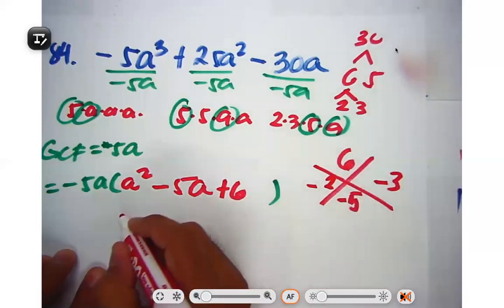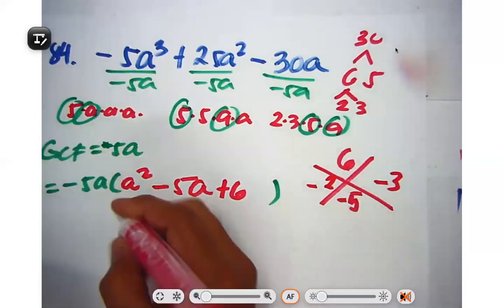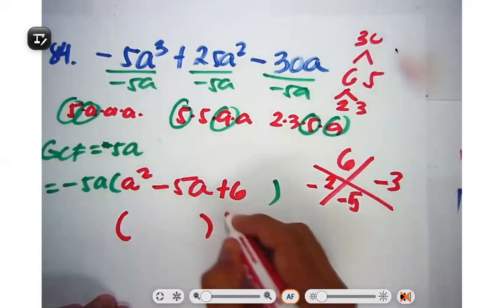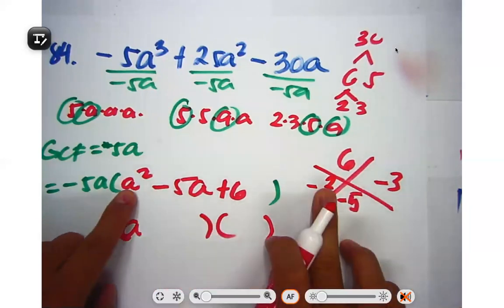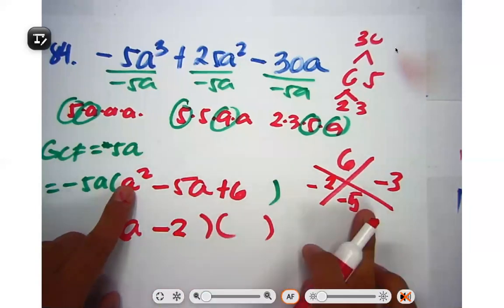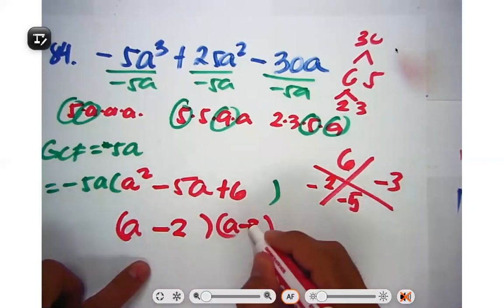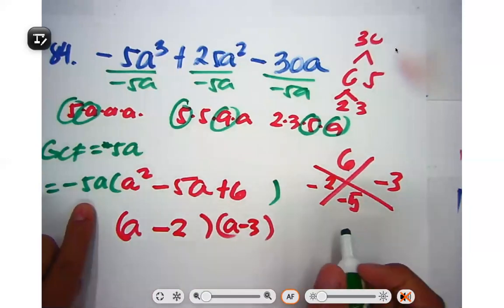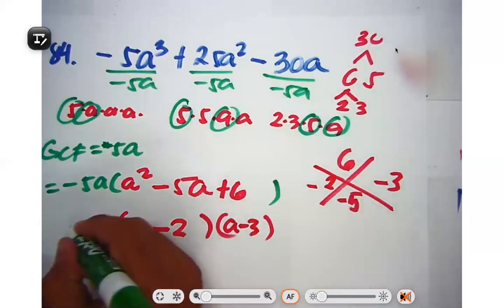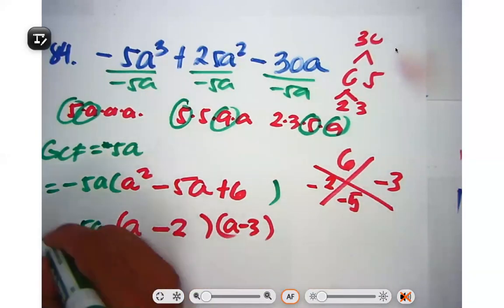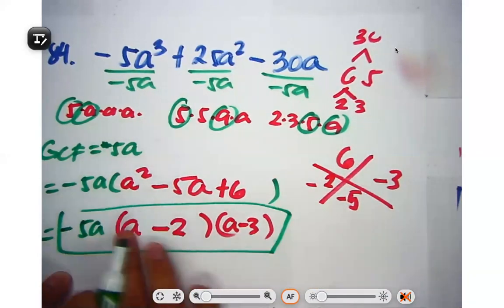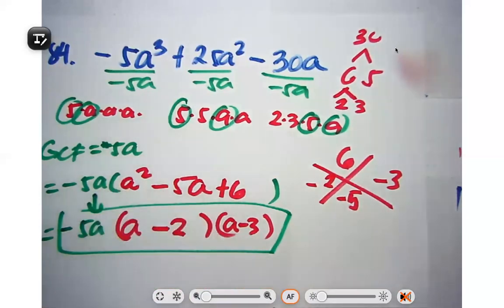Okay, now we can write our factors. Note that this one is a squared. Factor a squared as a times a, right? So we have a minus 2 and a minus 3. Now we have another factor here, so we have to write the complete factors. We have negative 5a, a minus 2, and a minus 3. Your complete factors for number 84.